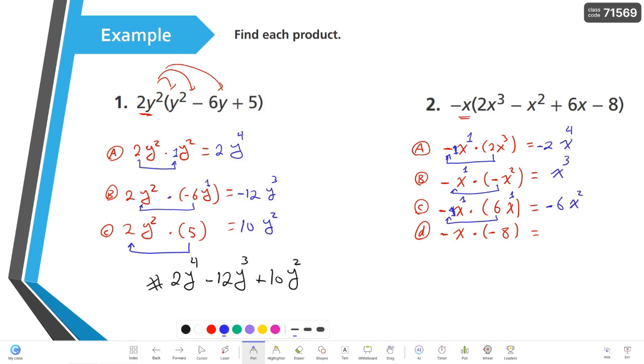In the last step, we have negative x times negative 8. We're going to multiply the coefficients together. Here the hidden coefficient is negative 1, so the product would be 8 for the coefficients. And then since we don't have any x's here, I'm just going to write my x. The last step, we need to write our product in standard form by writing the highest degree, or the highest exponent, first. So this would be negative 2x raised to the power of 4. Then we have plus x cubed. Then we have negative 6x squared. Then we have plus 8x. And this is your product.